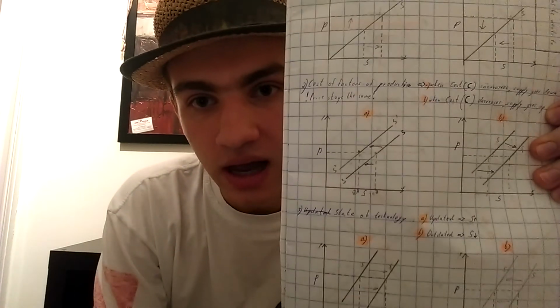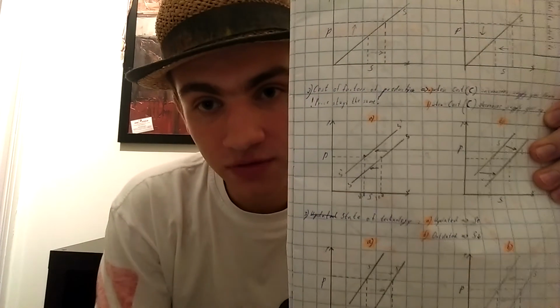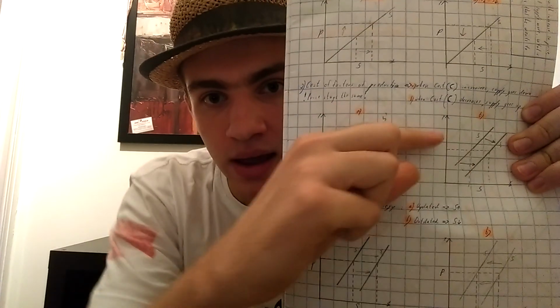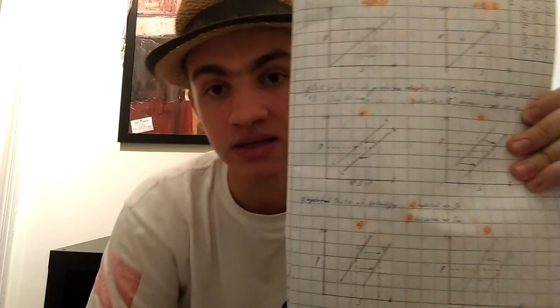And when we talk about the supply, the curve also moves to the left and to the right. A shift of the curve to the left means there is less supply, and a shift of the curve to the right means that there is more supply.